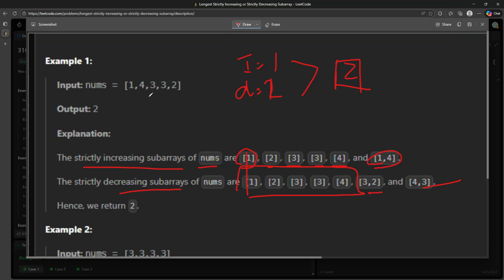And then from 3 to 3 is not increasing nor decreasing, so I want to reset both of them to 1 because this doesn't change anything, right? And from 3 to 2 is decrement, so I increment this. All right. Anyway, so this will be the whole entire solution.